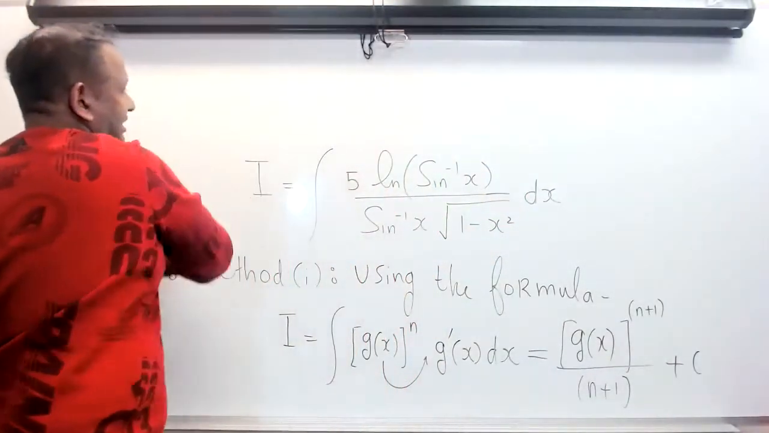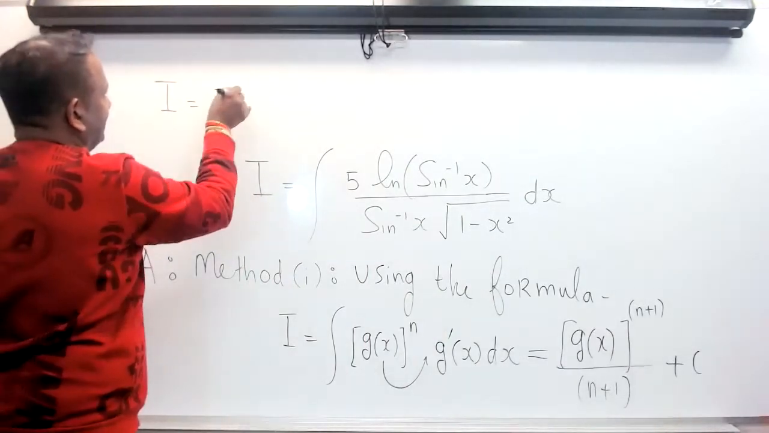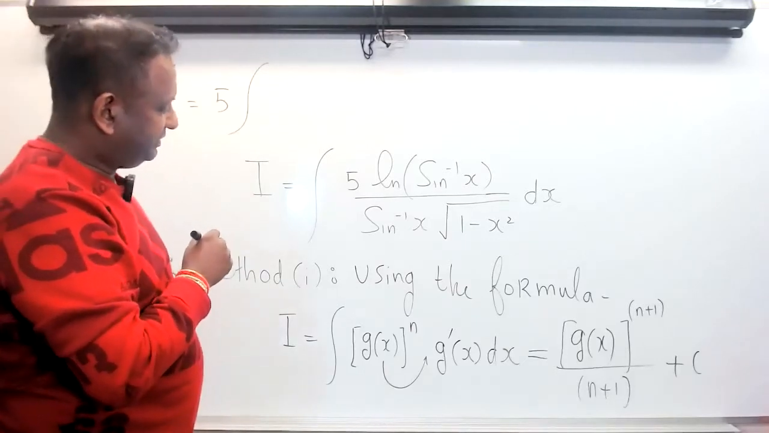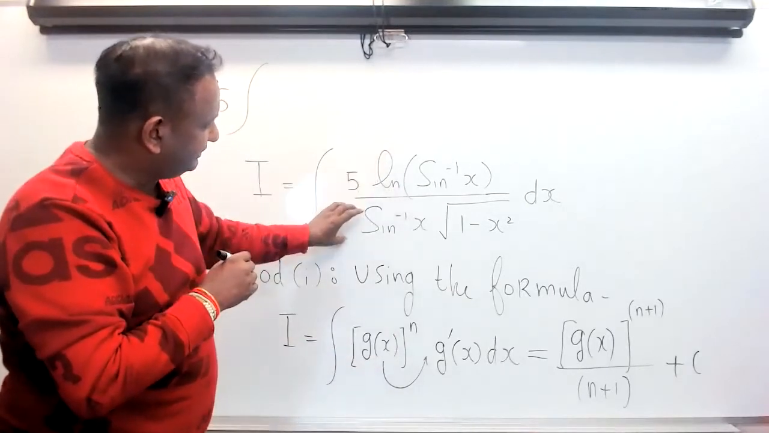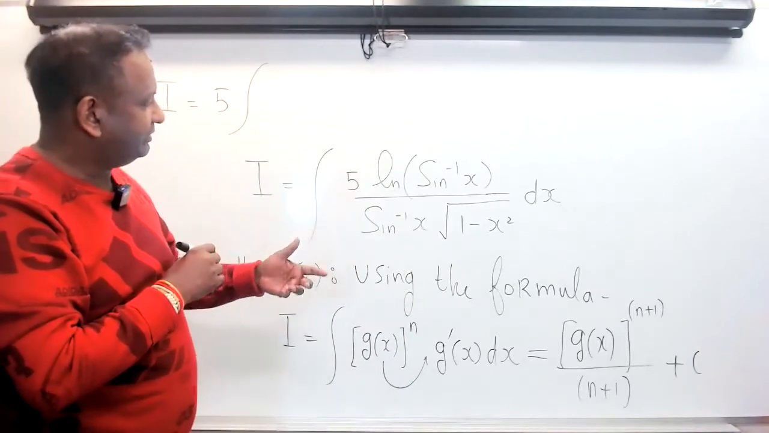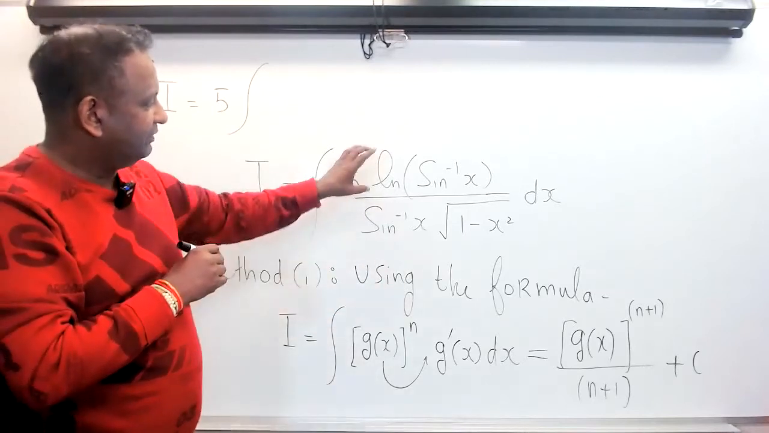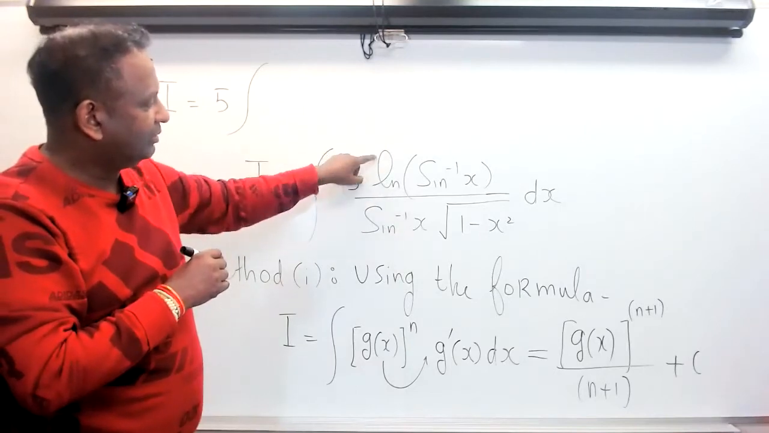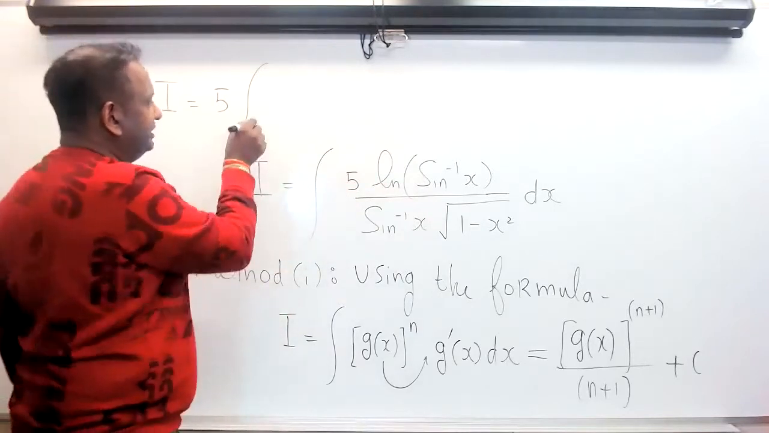I'm going to pull out pi for sure. Which one should we make g of x? We need a function whose derivative is right next to it. If you take this function and find its derivative, it would be 1 over sine inverse x times 1 over square root of 1 minus x squared. So that should be the g.